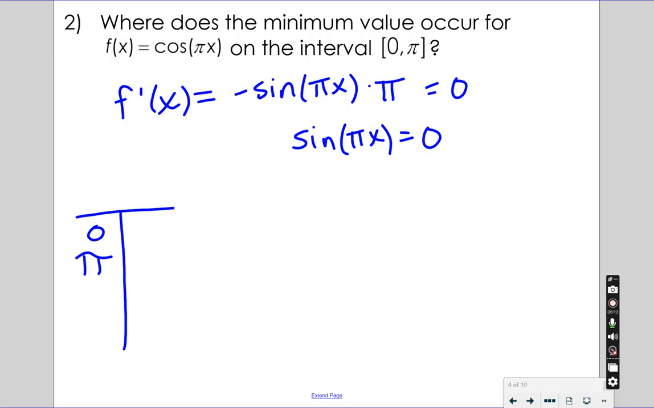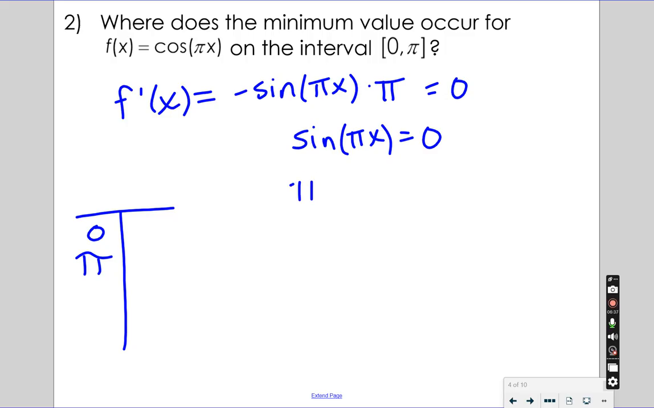Okay, so where is the sine equal to 0? We said 0. Anywhere else? Pi. And? Get rid of the negative pi. I divided by negative pi on both sides. Okay, so 0, pi. We could keep going, right? We can go on forever and ever because there are multiple places where the sine is equal to 0.